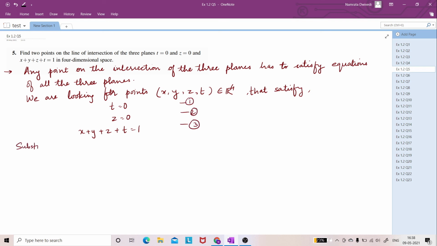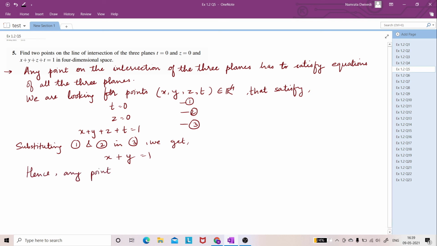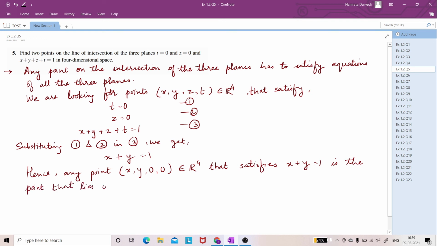So substituting 1 and 2 in 3, we get what we are left with, x plus y is equal to 1. So hence any point x comma y, 0, 0 belonging to R raised to 4 that satisfies the condition that x plus y is equal to 1, is the point that lies on the line of intersection of the required three planes.